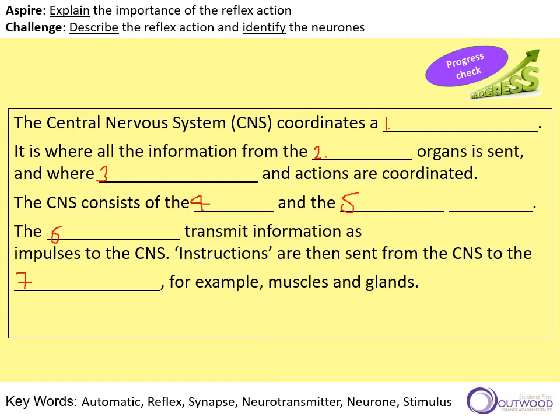Instructions are then sent from the central nervous system to the effectors, E-F-F-E-C-T-O-R-S, if you don't know how to spell that, effectors, for example, the muscles and glands. Okay, so that was just a little progress check just to make sure they're on the right lines. If you're on the right lines, brilliant. If you're not, just make sure that through your notes you've got the right ones now.